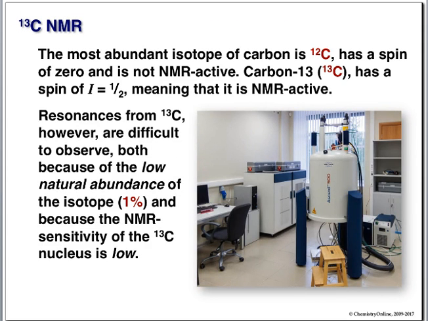Let's talk about C13 NMR first. C13 has a spin of 1/2. The problem with C13 is, however, that it only represents 1% of the carbon that we have typically in our compounds. So it's a very low isotopic abundance, only about 1%.